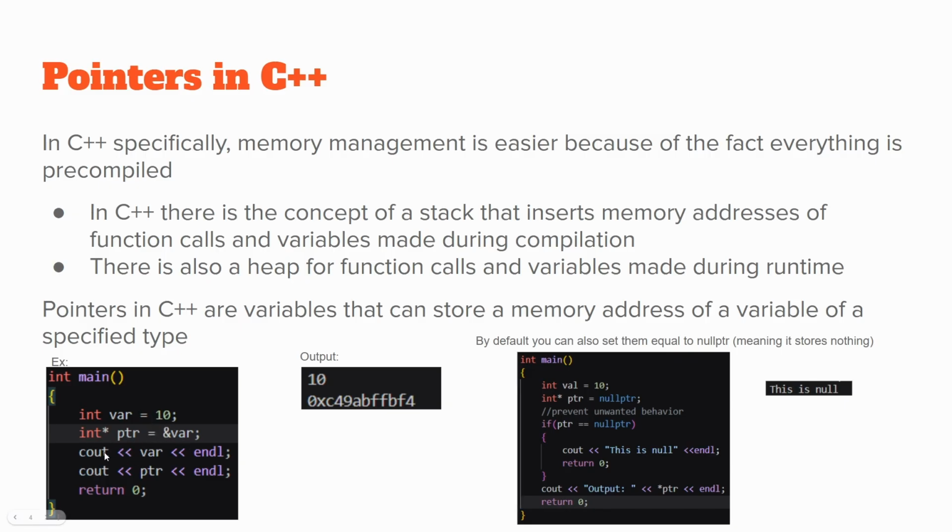And when I attempt to print out the contents of var and my pointer variable, I will get the value of var, but also the memory address of var because the pointer is pointing to that variable.